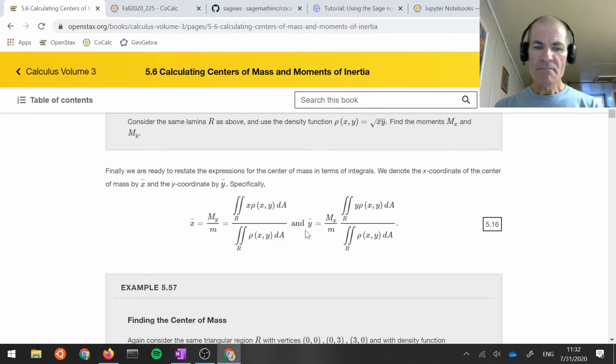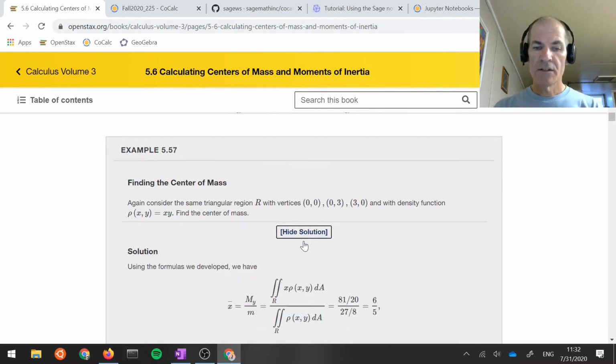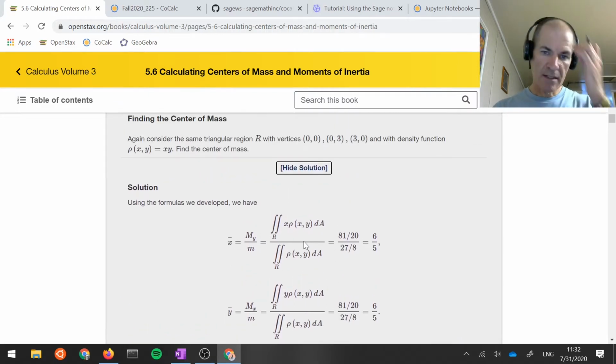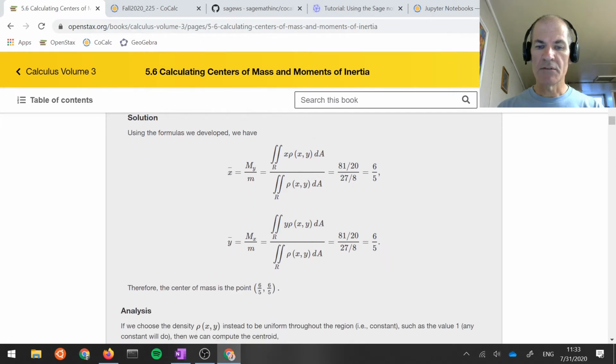Okay, so finding the center of mass for a figure, let's look at example 5.57. Here you're given a region that is essentially a triangular region with these 3 vertices, and it has this density function xy, and you're asked to find the center of mass. So the first thing that you want to do is understand this figure. You're going to want to plot these 3 points and then figure out how to describe the region of integration.